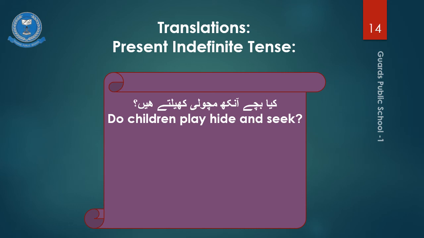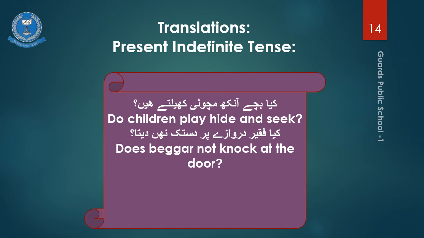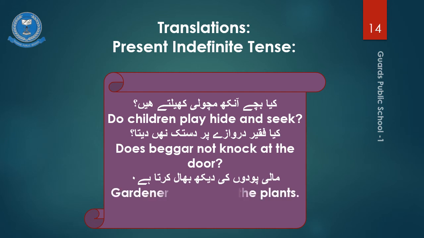Next sentence: क्या फकीर दरवाजे पर दस्तक नहीं देता? The subject is singular, and this is an example of an interro-negative sentence. So write does in the beginning, then the subject, then not, and then the first form of verb. So your English sentence: Does the beggar not knock at the door? Question mark. The last one is affirmative: माली पौधों की देखभाल करता है. The gardener looks after the plants.